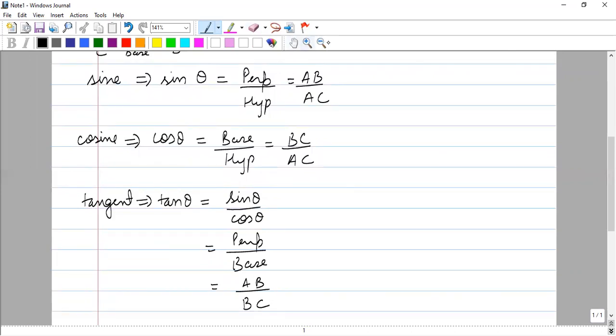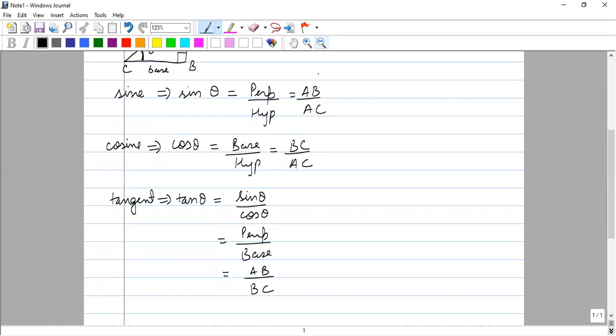Then we have three other ratios which are the reciprocals of these ratios. The first is cosecant. Cosecant in short we say cosec theta. Cosec theta is the reciprocal of sine theta, that is 1 by sine theta. The reciprocal of sine theta will be hypotenuse upon perpendicular. And hypotenuse here is AC and perpendicular is AB.